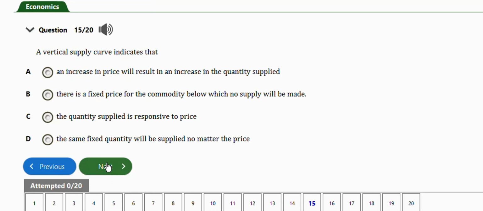Next question is this. It says a vertical supply curve indicates that an increase in price results in an increase in the quantity supplied. There is a fixed price for the commodity below which no supply will be made. The quantity supplied is responsive to price. The same fixed quantity will be supplied no matter the price. So the right answer to this question is option D. A vertical supply curve indicates that the same fixed quantity will be supplied no matter the price.